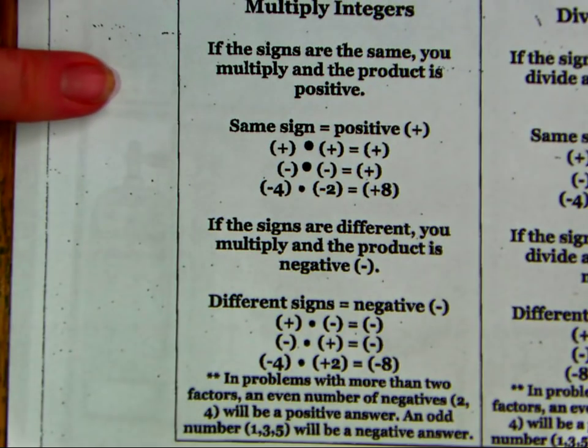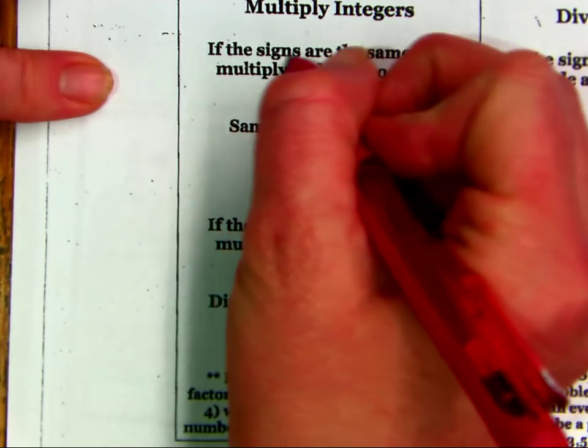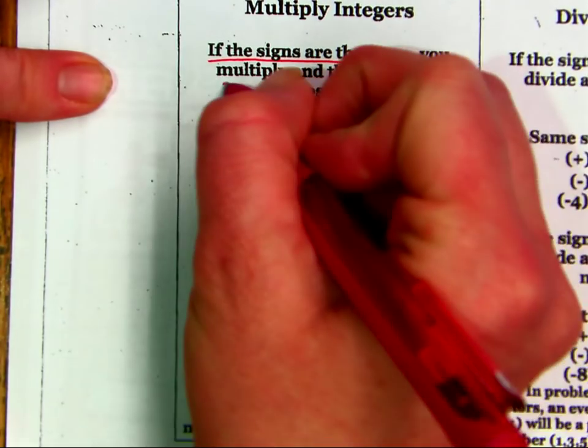Okay, multiplying integers. If the signs are the same, you multiply and the product is positive. So, it doesn't matter if you multiply a positive and a positive, or if you multiply a negative and a negative. Either way, your answer is going to be a positive number. So, let's look at that. If the signs are the same, you multiply and the product is always positive.